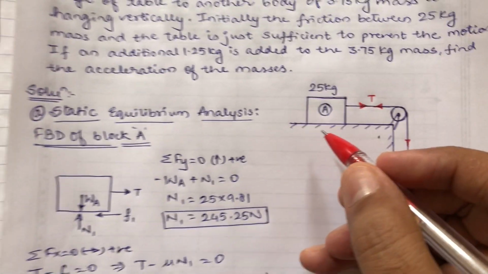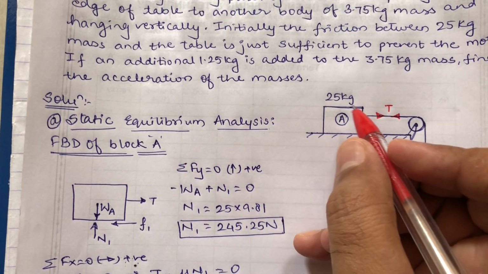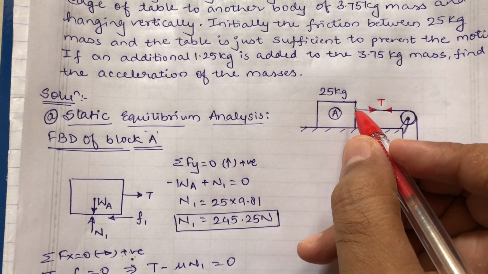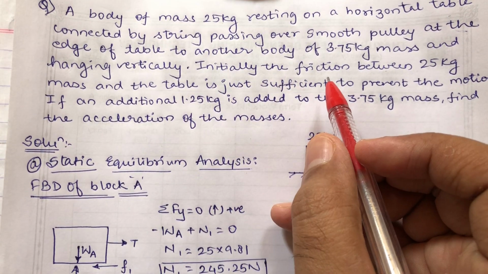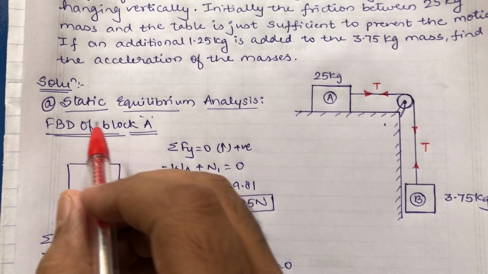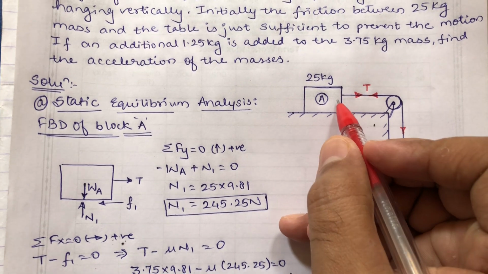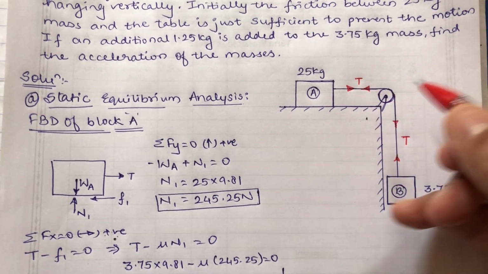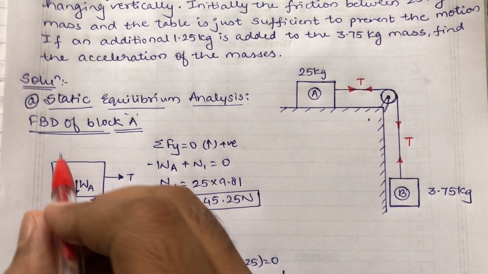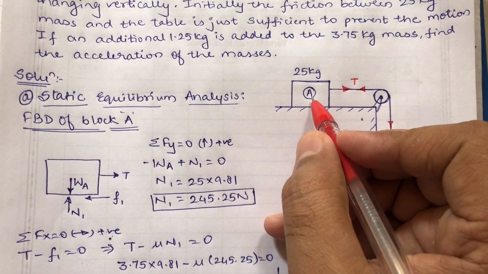For that, we'll apply a static equilibrium analysis. Static equilibrium analysis says that block A is in the condition when it is about to move, as it is mentioned that initially the friction between the table and the block is just sufficient to prevent the motion. So if I draw the FBD of block A, there is a tension T away from the body, towards the pulley, and the weight of the body is acting in the downward direction.